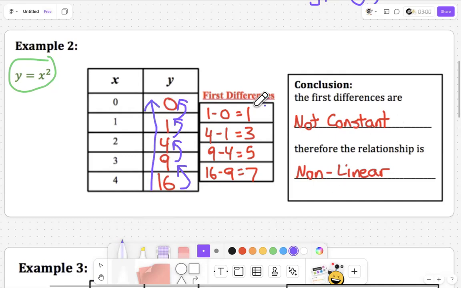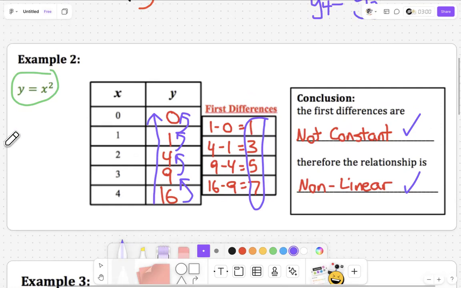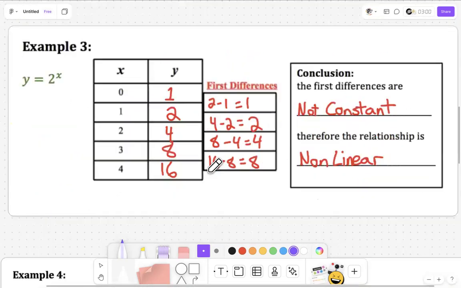And we'll notice when we actually perform our addition and subtraction, these are all not the same number. So our first differences are not constant. Therefore, the relationship is non-linear. Okay, and if I actually graph this using graphing software, you'll find that this graph looks like this. It's a quadratic function with a parabola, so it's definitely not a straight line.